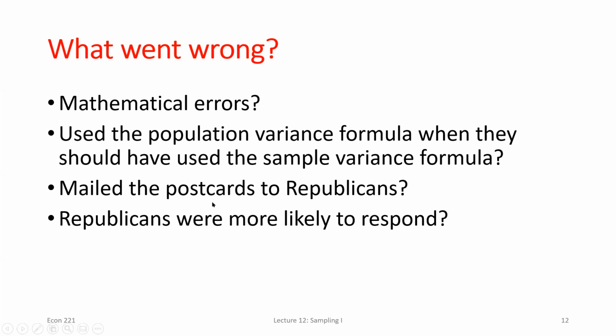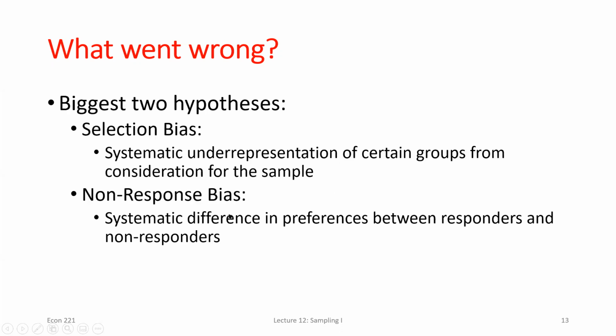So let's think about how we can talk about these two biases a little more generally. We would usually call these the selection bias and the non-response bias. The selection bias is if I systematically select, or send a survey out to, a certain group. So if I systematically were sending more postcards to Republicans, that's a selection bias.